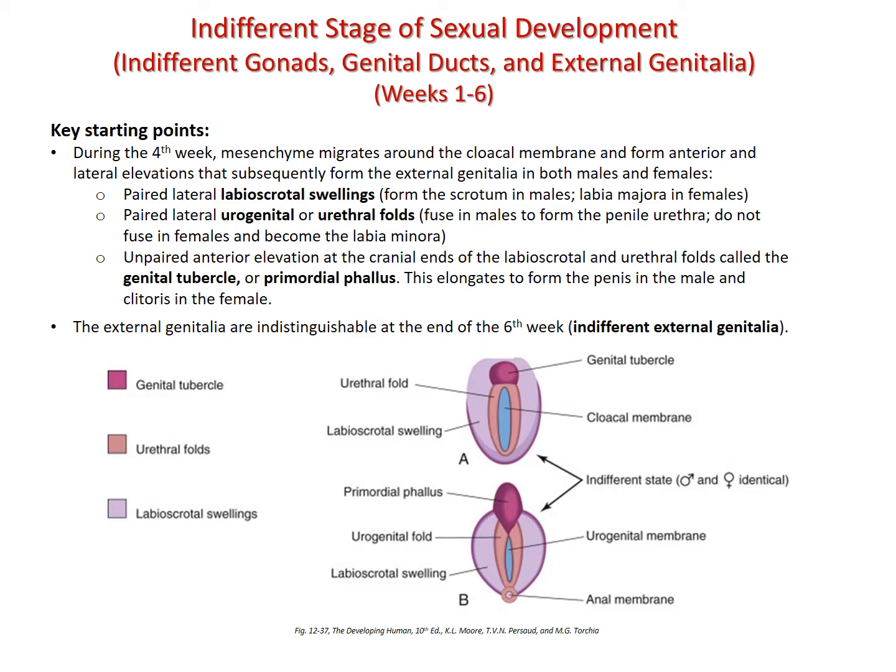The unpaired anterior elevation at the cranial ends of the labioscrotal and urethral folds is called the genital tubercle, or primordial phallus. This elongates to form the penis in the male and clitoris in the female. The external genitalia are indistinguishable at the end of the 6th week, hence the term indifferent external genitalia. We move now onto a discussion of the male reproductive system.